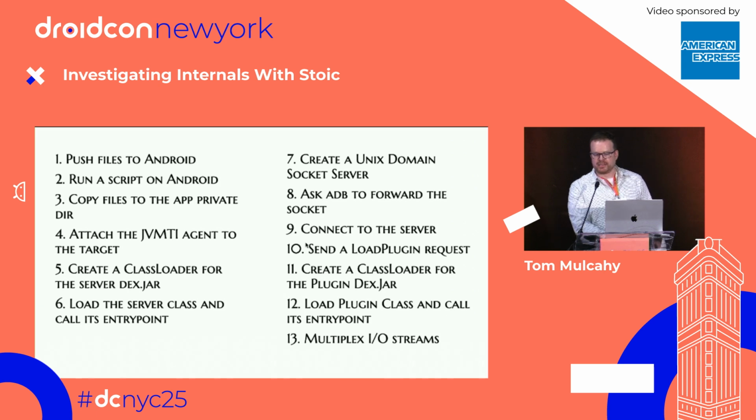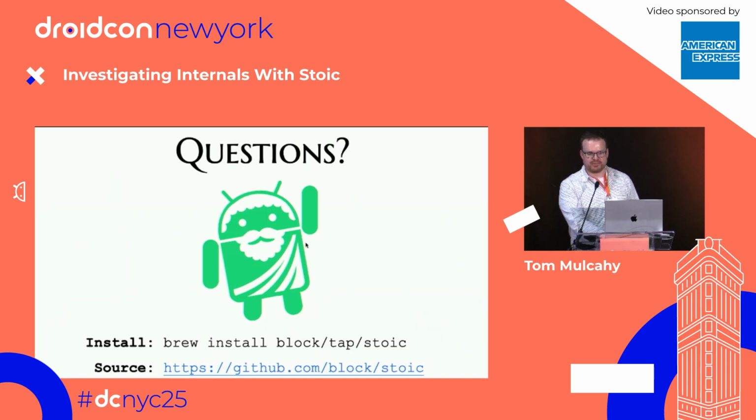And it seems appropriate that there are 13 steps because this feels like witchcraft. So that's the end of my lightning talk. If you'd like to try out Stoic, you can install it with Homebrew, and I'll stick around for questions. Thank you.